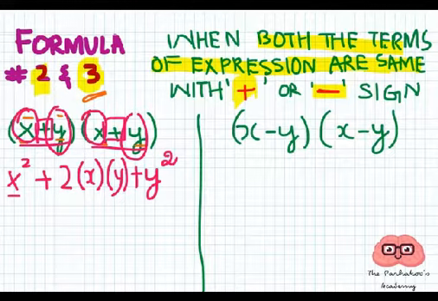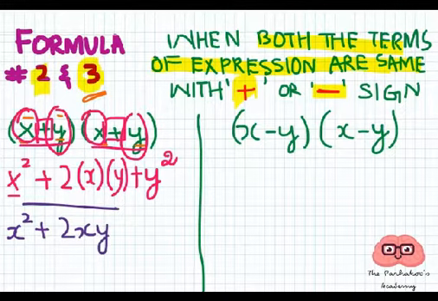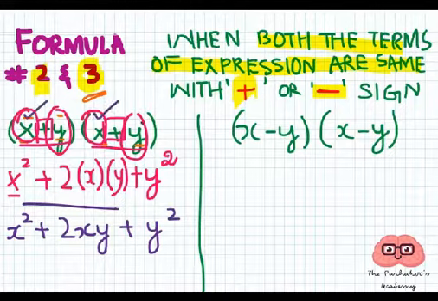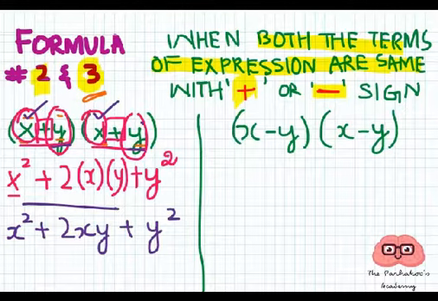Let me write it in a clean way. x squared plus 2xy plus y squared. So simple. Just square the first term, square the second term, and 2 times xy, the first term and second term multiplied.